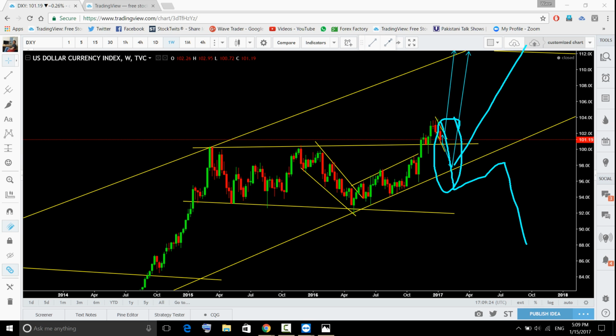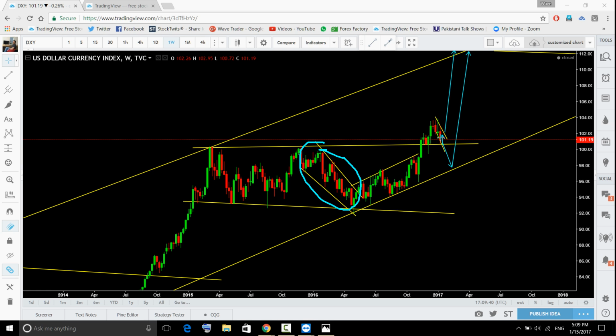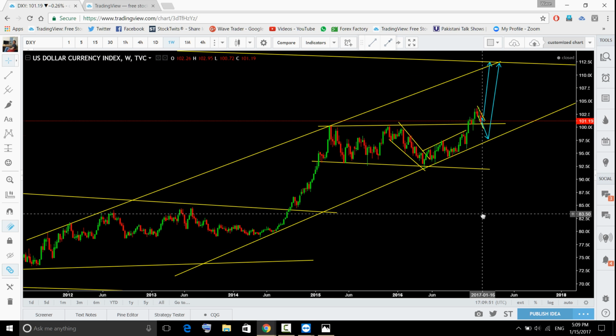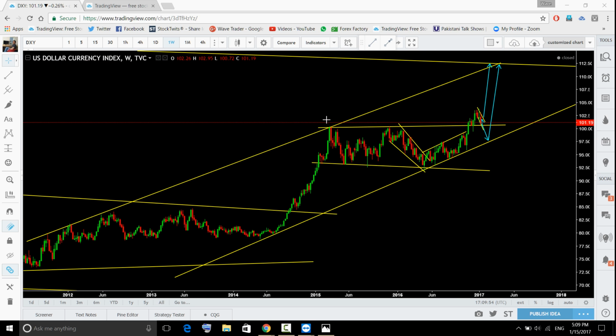Okay, so we can see that there is no impulse forming at the top. Price is forming corrective candles. This kind of correction may appear here at this place, and if so, then the next wave is going to be this. We can see the price is in a strong trend to the upside.